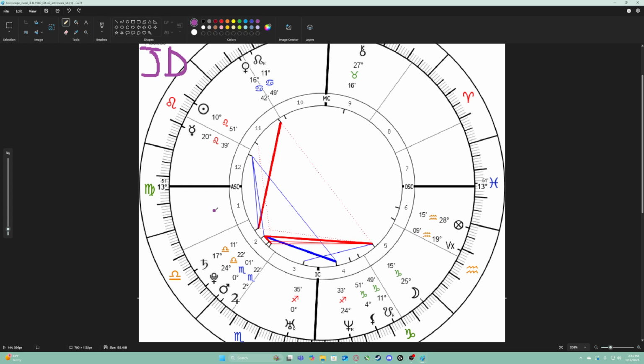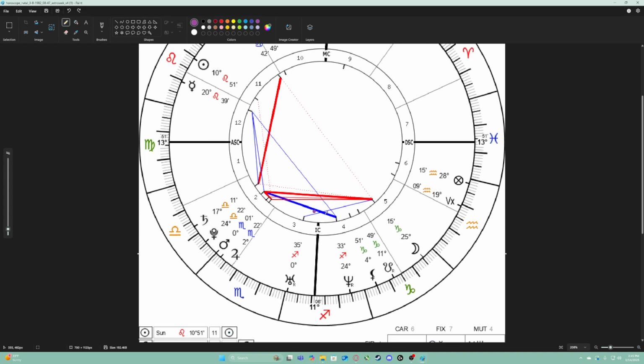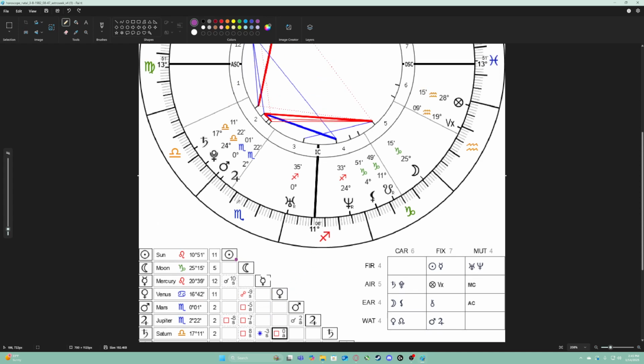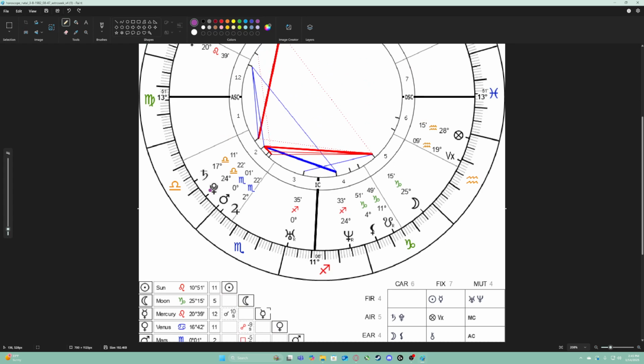So you need some squares within your chart. Obviously, if you have too many squares, it's just gonna implode, and then that's gonna be it. But you need those squares within your chart. It's important. So moving on, trines, right?